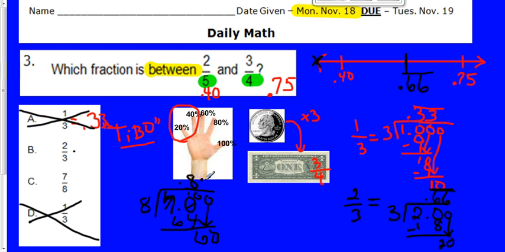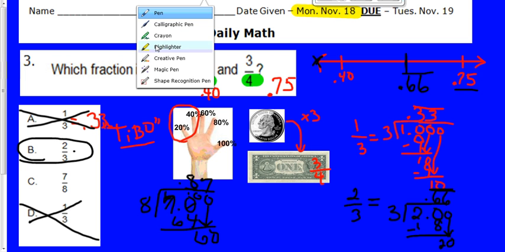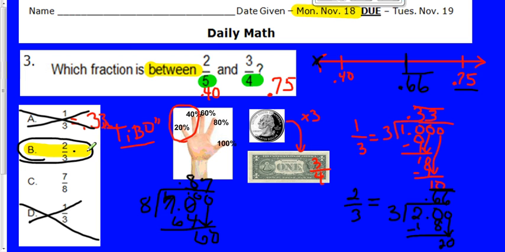Guys, I don't even have to keep going. I can, but I don't have to because I already know that's bigger than 75. So my answer is 2/3. There you go. That's your answer for Monday night. I hope you understood the work.